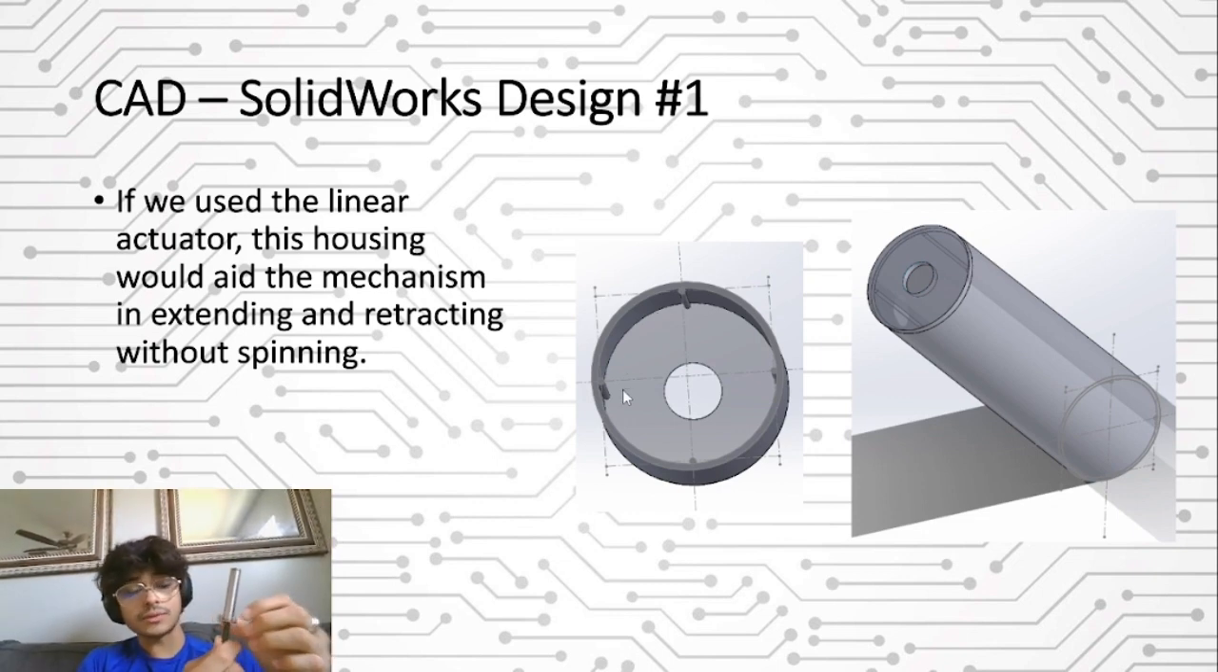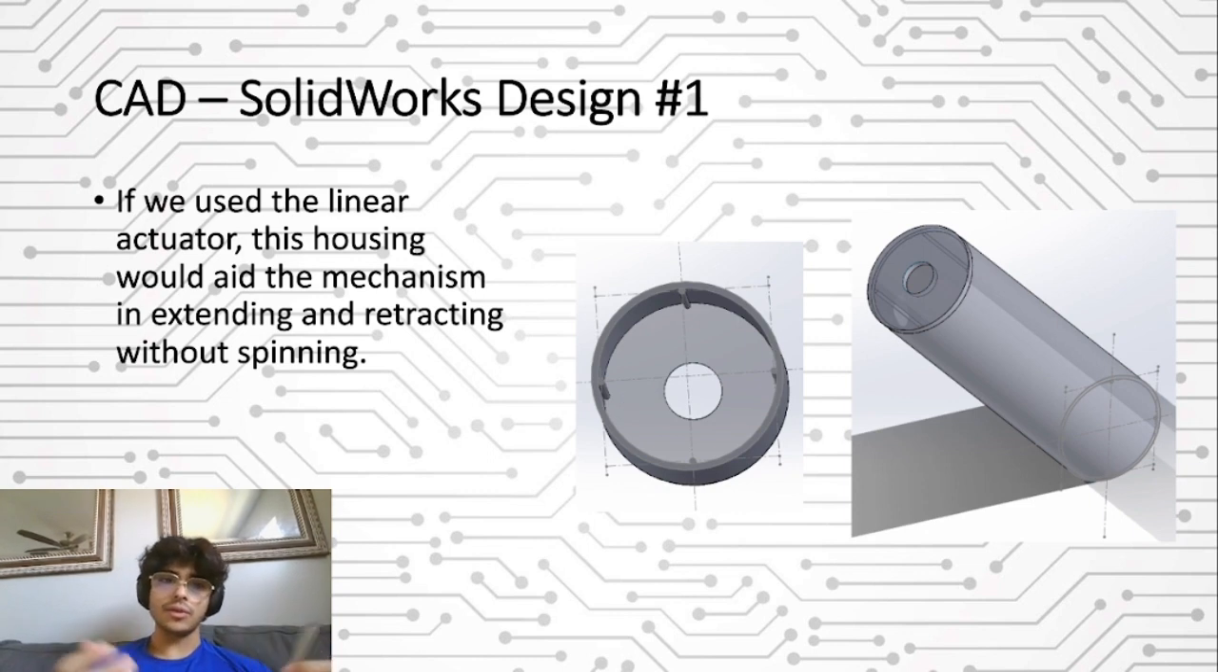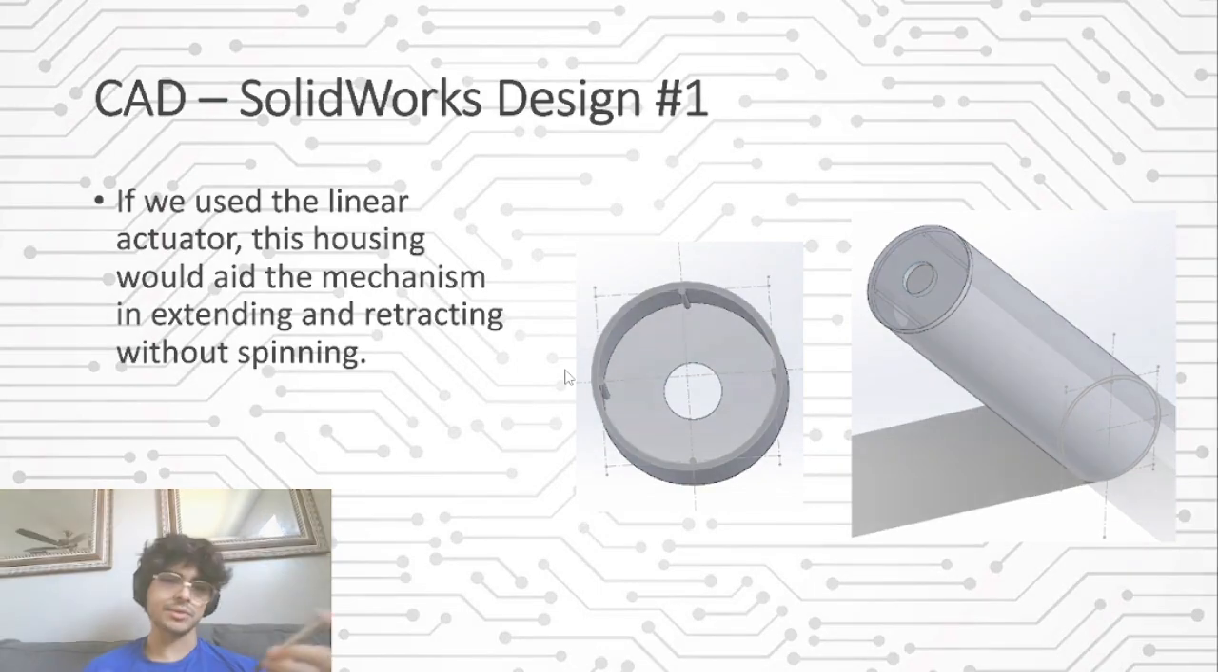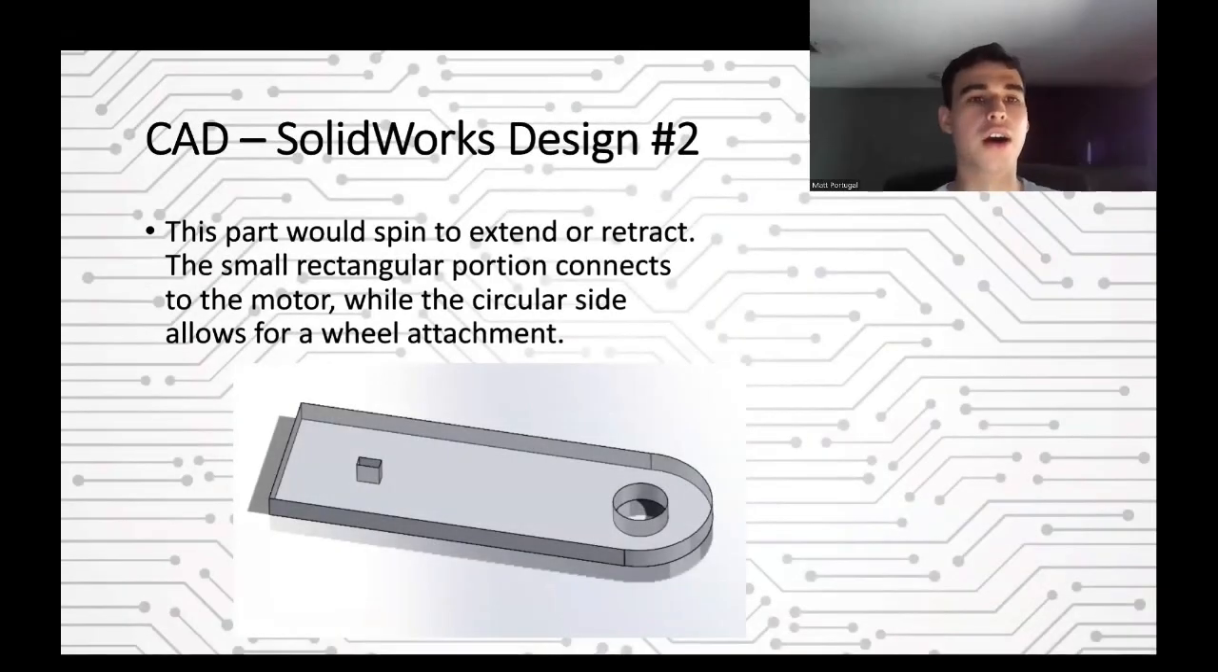Although we didn't end up using this linear actuator in our final project, I think it was a good learning experience to not only learn CAD for this part, but also to mess around with different ideas to approach the project. This part that's shown here was our second design in SolidWorks, after the first one that was made for the linear actuator. This is a different method of extending and retracting the landing gear.